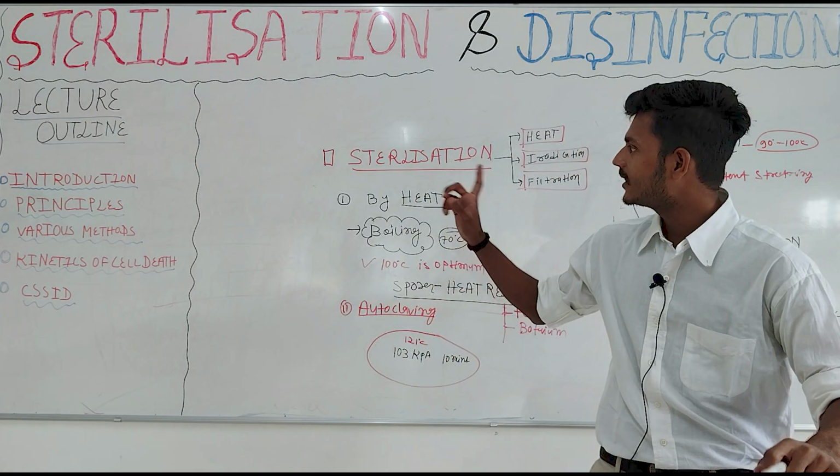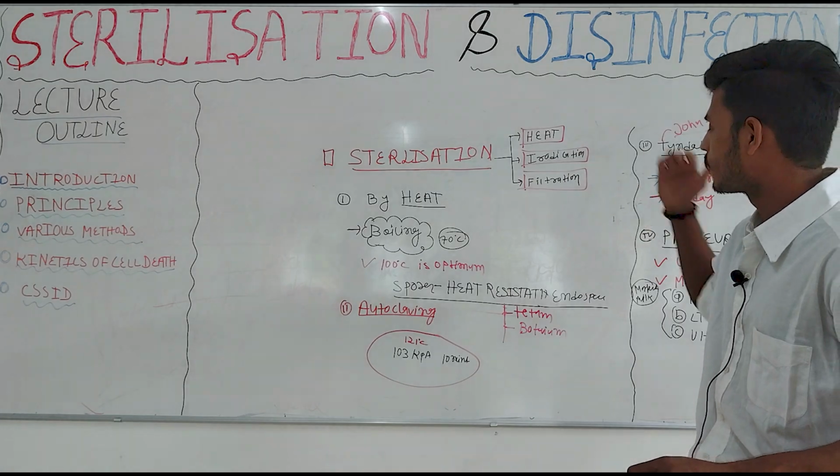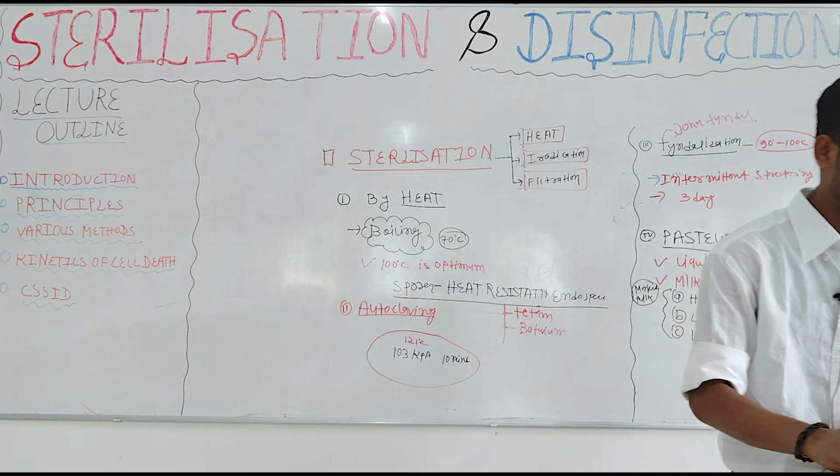So the one method in sterilization we discussed is heat. Now comes the another method called radiation.